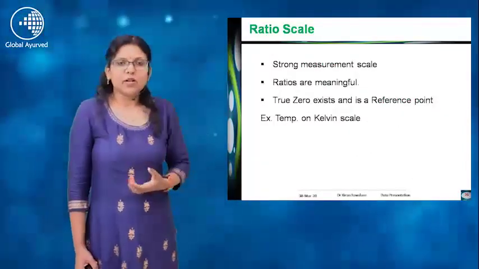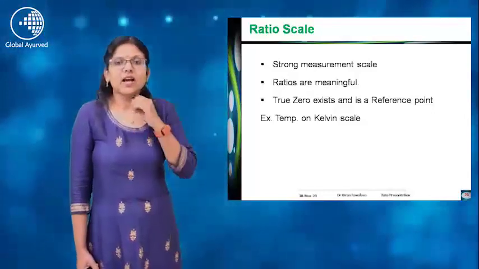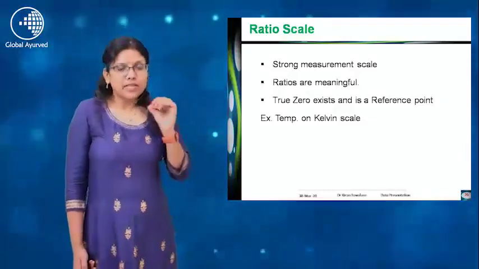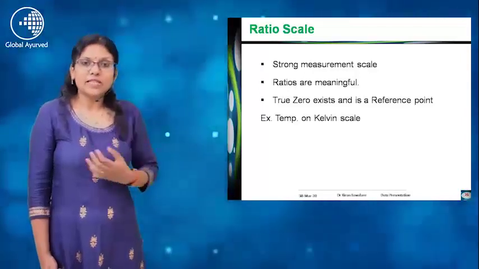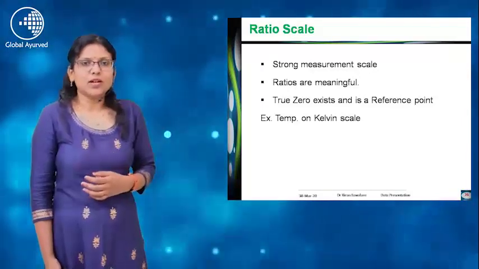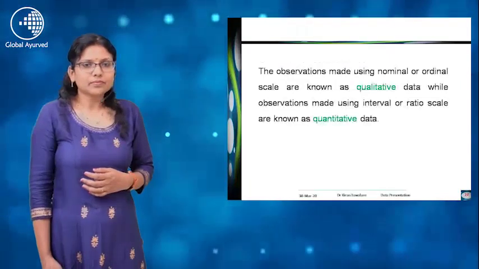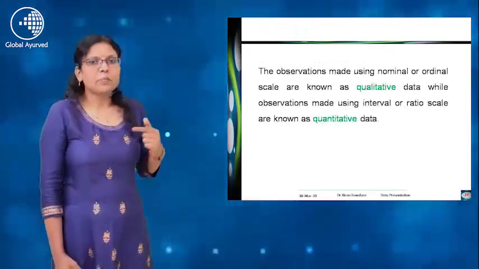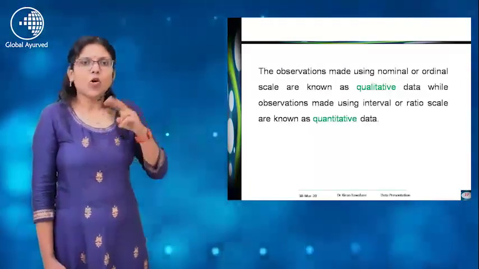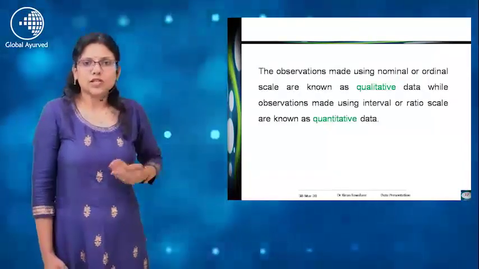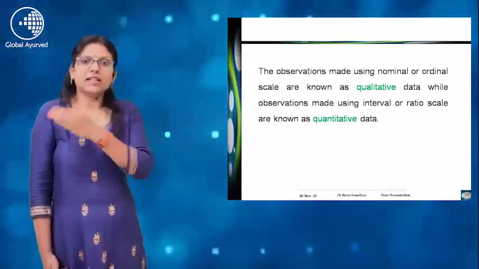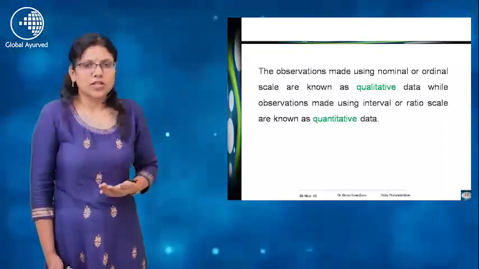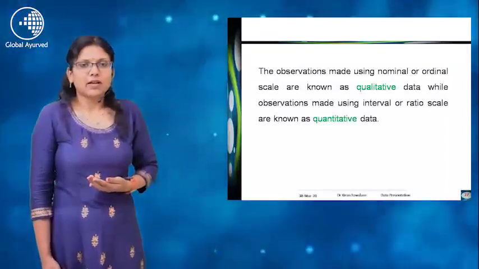Ratios are meaningful, true zero exists and it is the reference point. The best example of the ratio scale is temperature on the Kelvin scale. The observations made using the nominal or ordinal scale are known as the qualitative type of data, and the observations made using the interval scale and the ratio scale are known as the quantitative type of data.